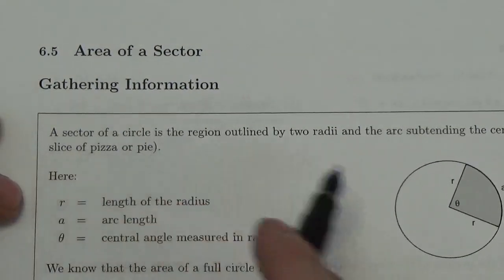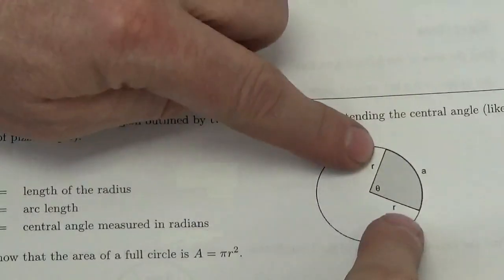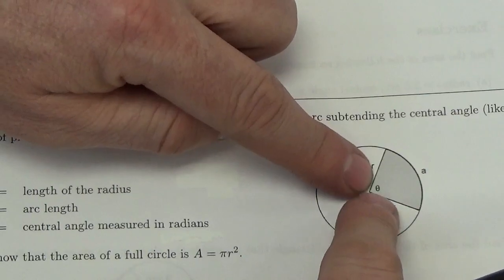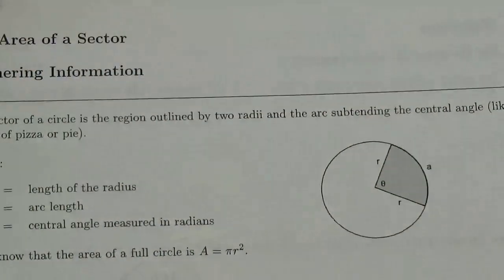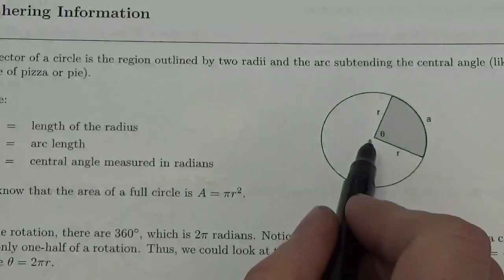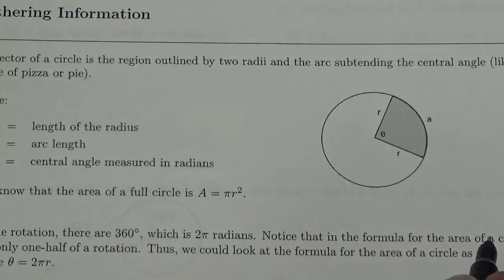First of all, a sector of a circle is the region that's outlined by two radii and the arc length, and that arc subtends the central angle theta. So it's a piece of pizza, a slice of cake from above. It's that area right there, starting at the center, out to the circle, and then to the piece that connects it here.